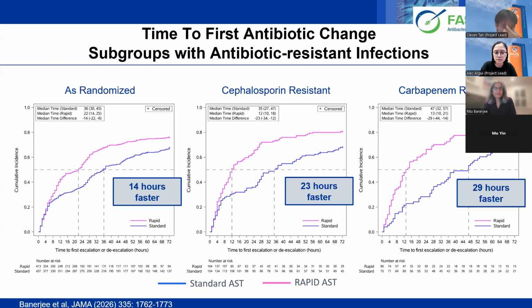And then we looked at time to first antibiotic change, either escalation or de-escalation. And here I'm showing you time from randomization on the x-axis. And the standard arm is in blue and the rapid testing arm is in red. And you can see in all randomized patients, the rapid testing arm changes happened 14 hours faster compared to the standard arm. But as you got increasingly resistant infections, you can see that the difference between the arms became magnified. So 23 hours faster in the rapid testing arm in the cephalosporin resistant subgroup, and 29 hours faster in the rapid testing arm in the carbapenem resistant subgroup.